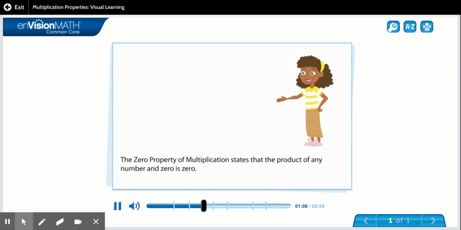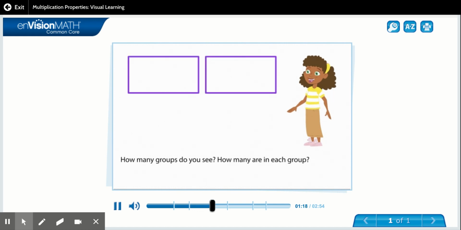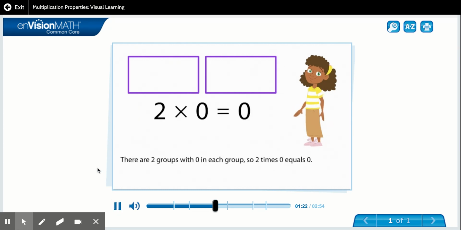The zero property of multiplication states that the product of any number and 0 is 0. How many groups do you see? How many are in each group? There are 2 groups with 0 in each group. So 2 times 0 equals 0.